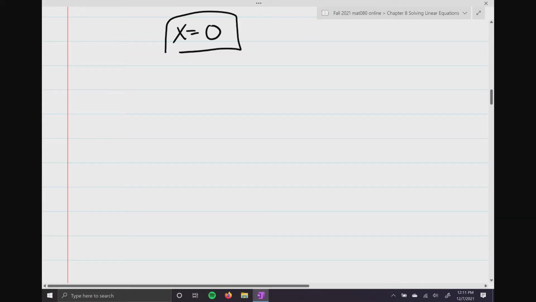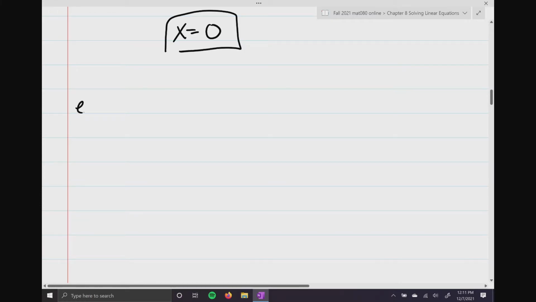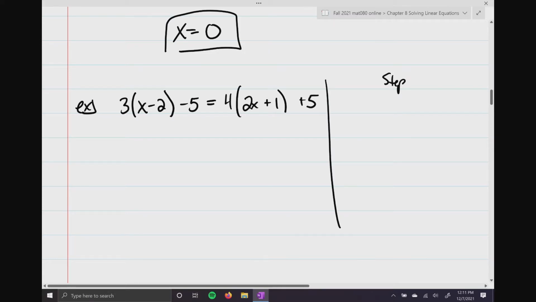All right, so the next one, we're going to really step it up here. So we have 3 times the quantity x minus 2, minus 5, equals 4 times the quantity 2x plus 1, plus 5. All right, so here's my steps. Step 1. Do we see fractions? No, skip it. Step 2, do we see parentheses? Yes, we do. We actually have 2 sets, one on the left, one on the right. So we're just going to distribute.